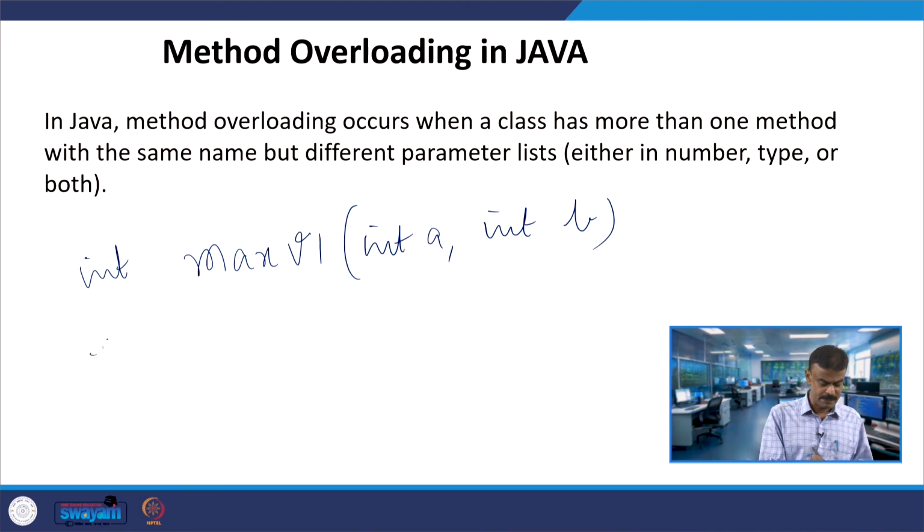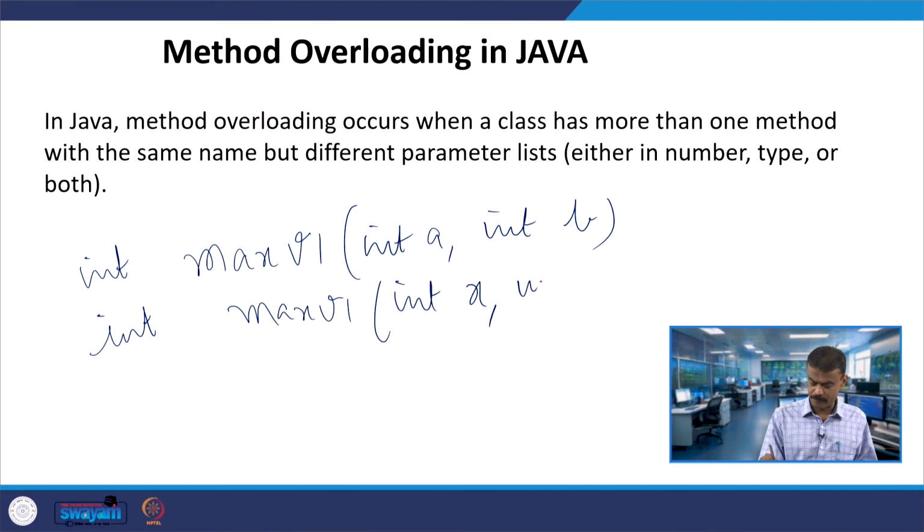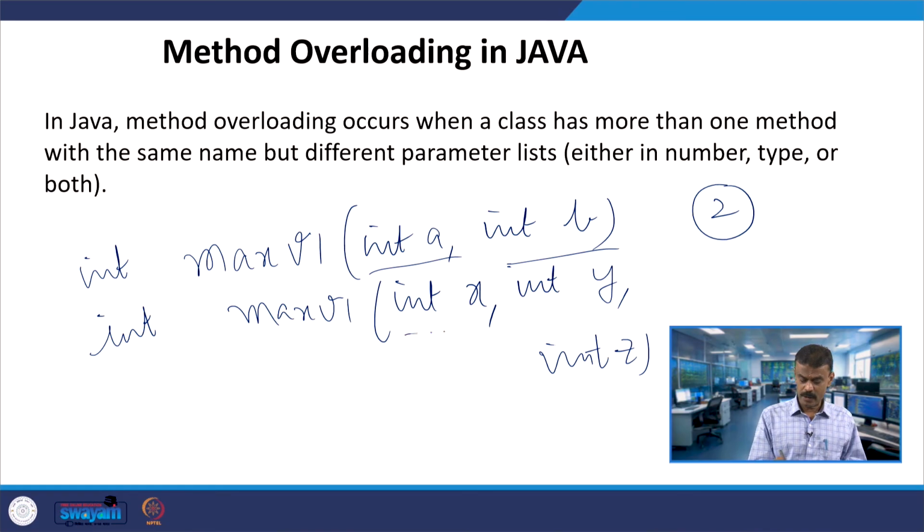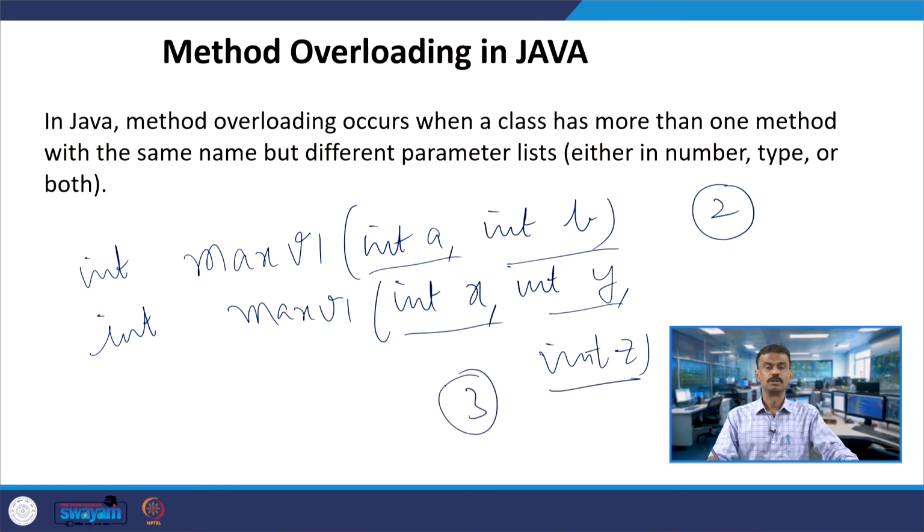Another one I can have with the same integer return type and same name max v1, but here assume that I have three different parameters. One is the maximum of two numbers, so you have two parameters, and here you have the maximum of three numbers, three parameters. Now, which one will be chosen will be decided during compile time.